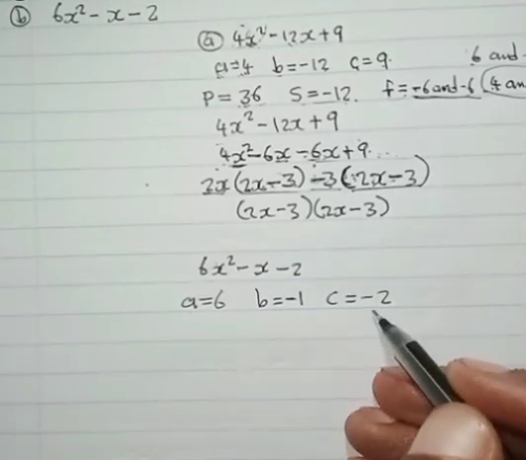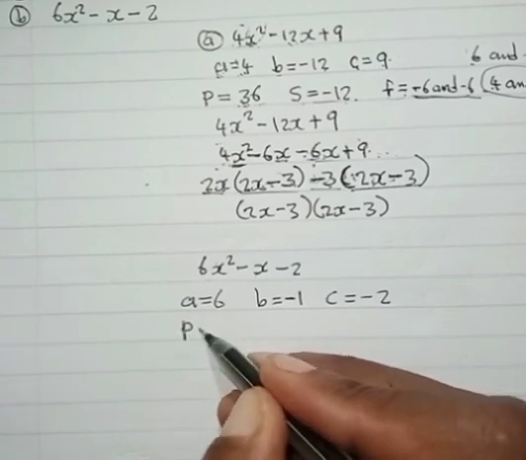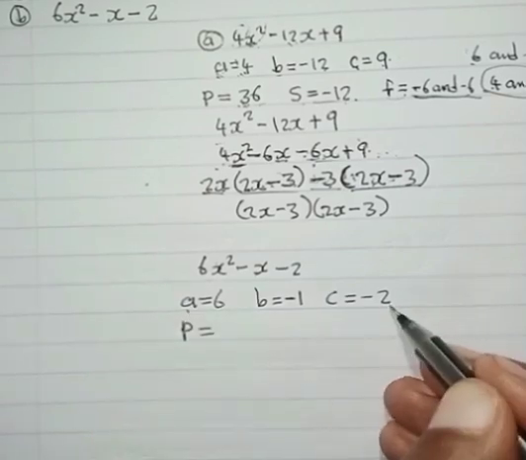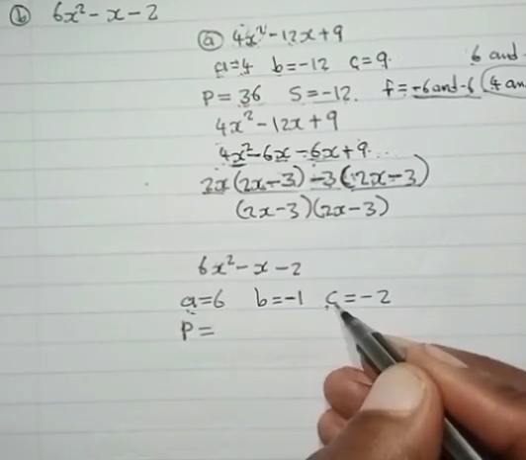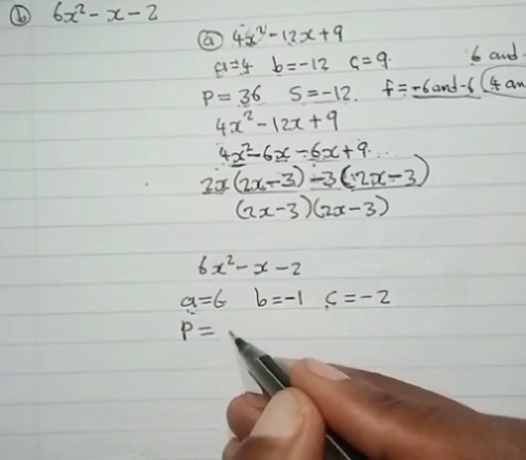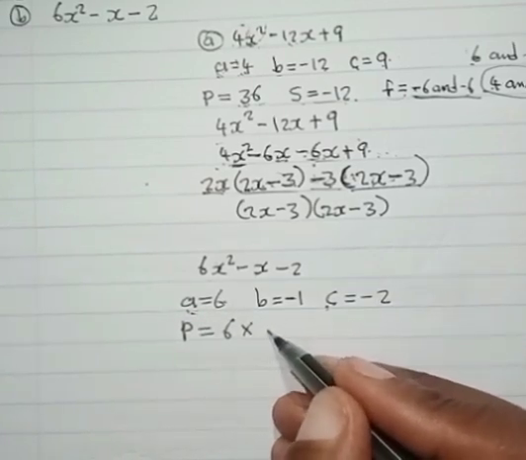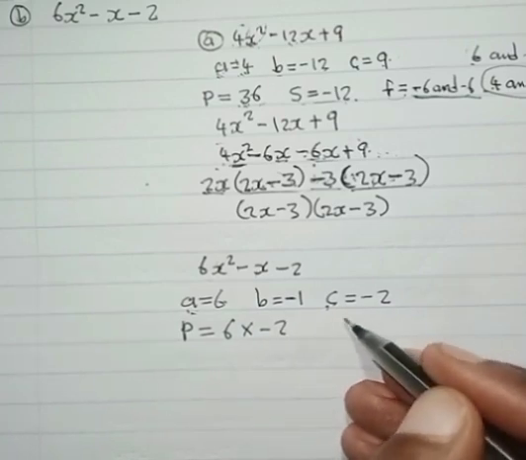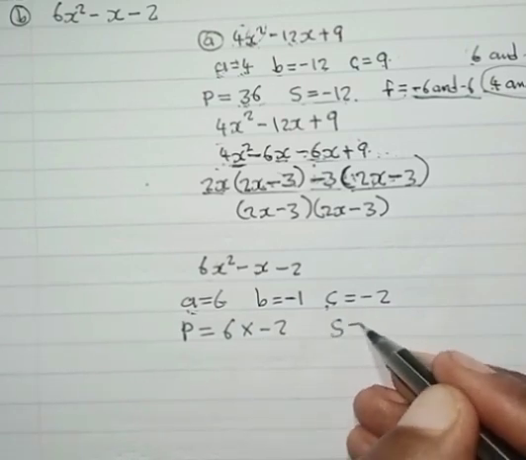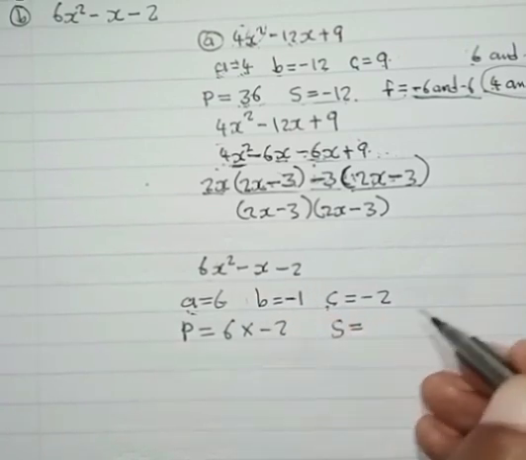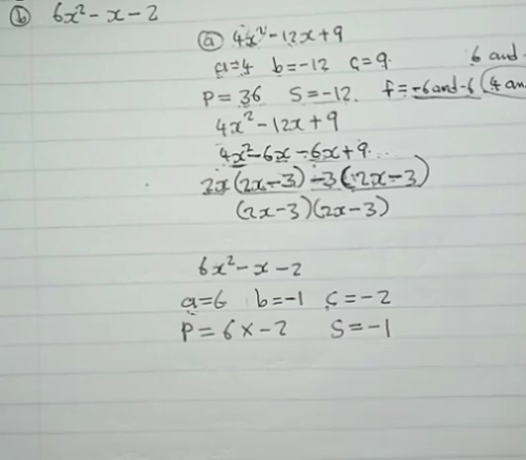Once we identify these coefficients, we get the product. The product is a times c. So our a is 6 times our c, which is negative 2. Then we get our sum. Our sum is this b, and our b is negative 1.